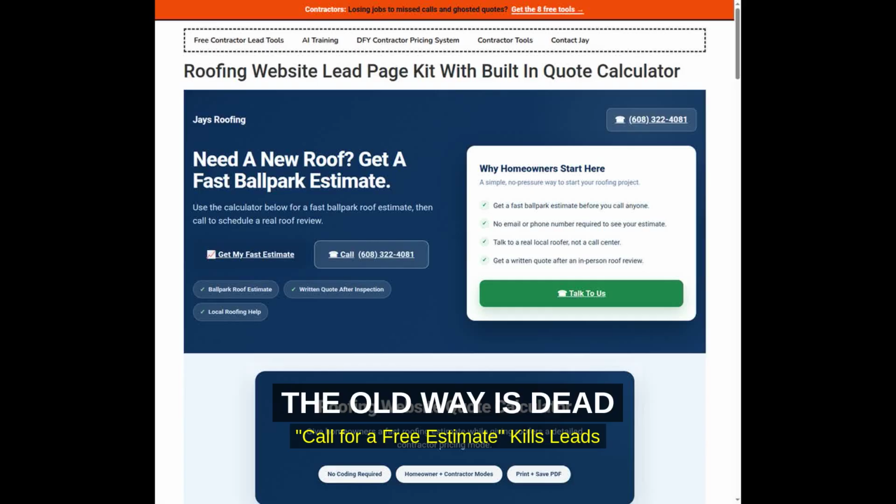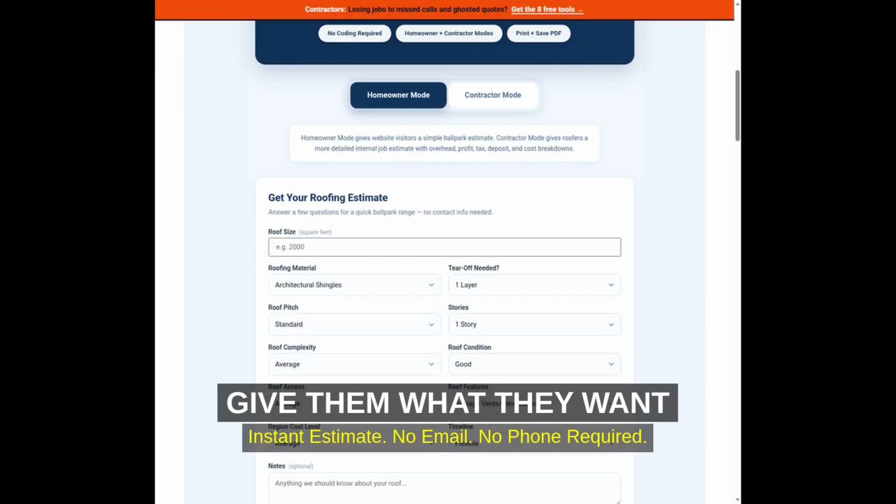For 30 years, I ran my roofing business the hard way, chasing every lead, doing free estimates for people who could not even afford a patch job. The old way of saying call for a free estimate is dead. Homeowners today are terrified of high-pressure sales. If you force them to call you just to get an idea of the cost, they will click the back button and go to your competitor.